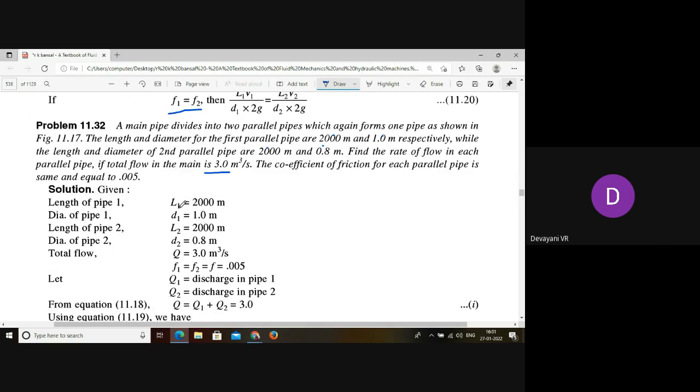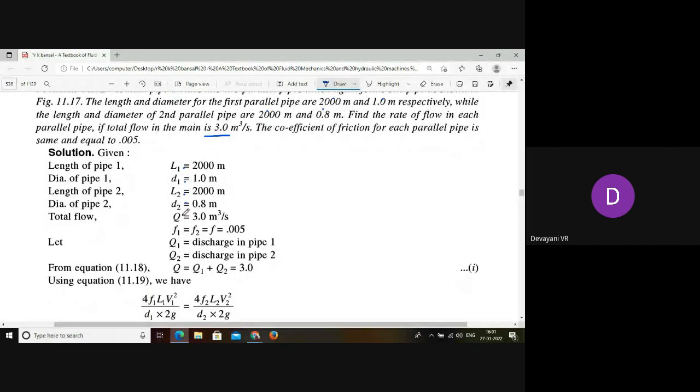So let's write the given data. L1 ఇచ్చాడు, D1, L2, D2 ఇచ్చాడు, and total discharge Q ఇచ్చాడు. F1 equals to F2 equals to F, that is 0.005 అన్నాడు. Calculate చేయమనింది Q1 and Q2.